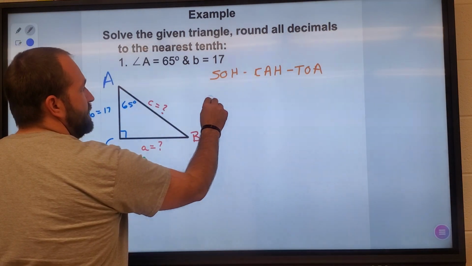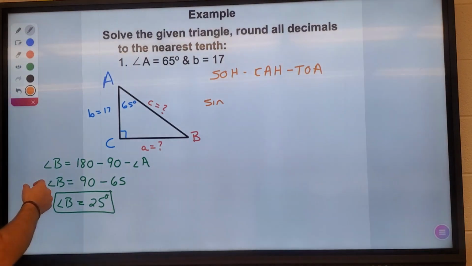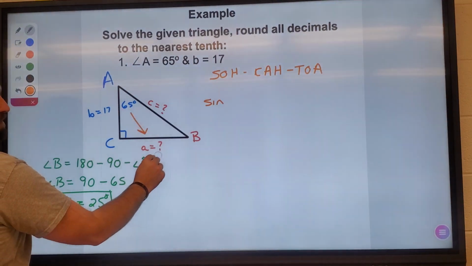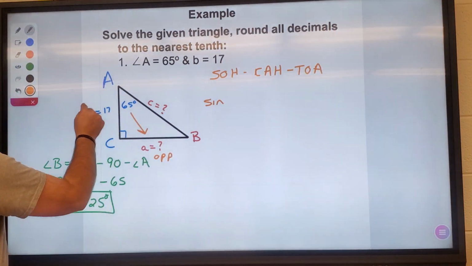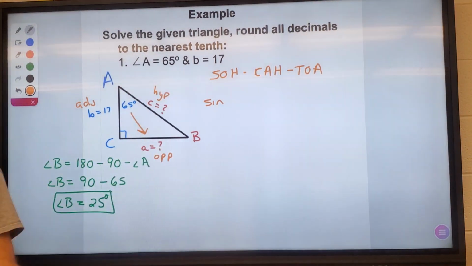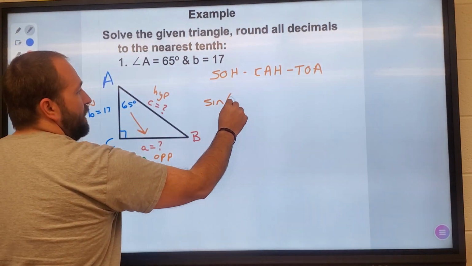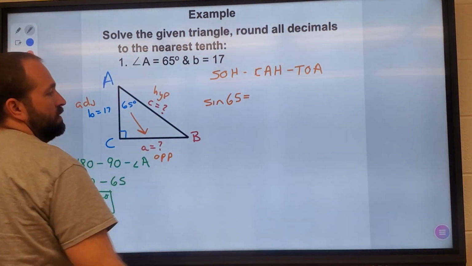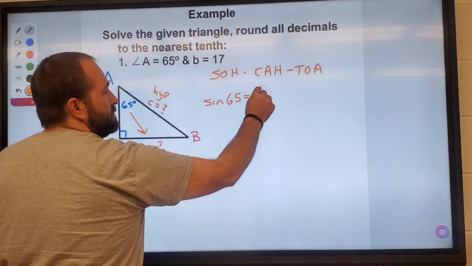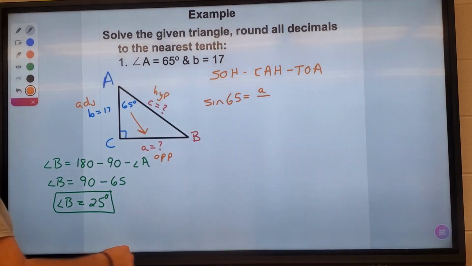And when you set up sine, we're going to use whatever angle you choose. I'm going to use angle A because we've used it pretty frequently. So I'm going to again identify my sides. This is my opposite. This is my adjacent. This is my hypotenuse. When I identify sine of A, I'm going to use sine of 65 now because I have the value of angle A. We have opposite, which is the letter A. We don't know it yet. And then we are going to use the hypotenuse, again, letter C now, because we don't know it.